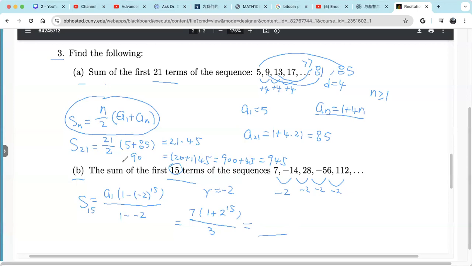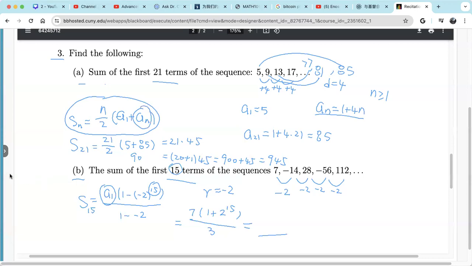So what is the beauty of this one compared to arithmetic? In a geometric sequence, as long as we know how many terms, this n, we don't need to find an, right? We only need a1, the first term, and of course the common ratio. But in arithmetic, we need to find an, all right?